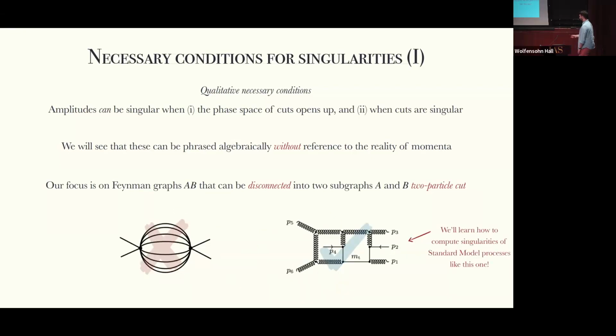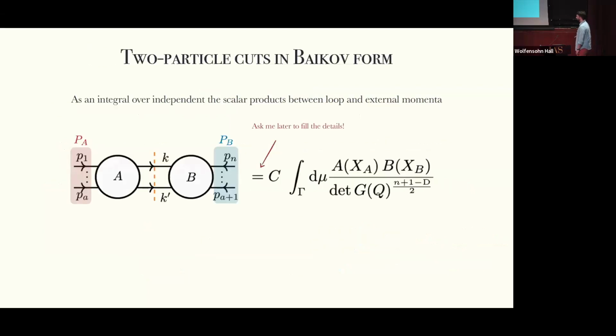And just to make sure that we all understand what this classification means, this means that I'm not going to consider diagrams of this type, where it's impossible to only cut two propagators and separate the diagram into two disconnected parts. But this type of diagram clearly falls into this classification, because I can just cut this gluon and this gluon, and I'm disconnecting the diagram into two separated parts. And you can write this as an integral over the independent scalar products between the loop and external momenta. So these basically are XA and XB.